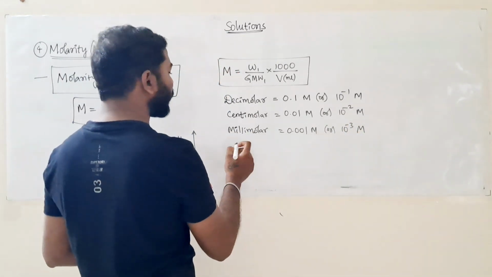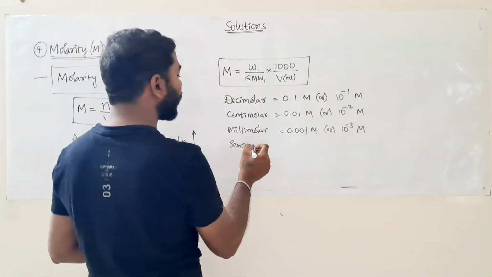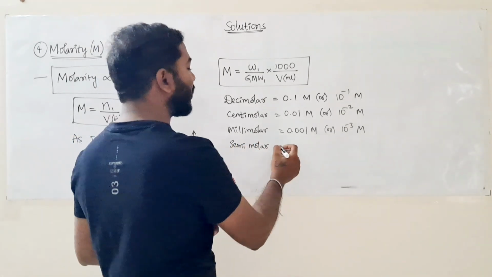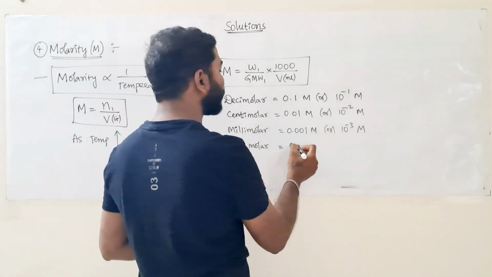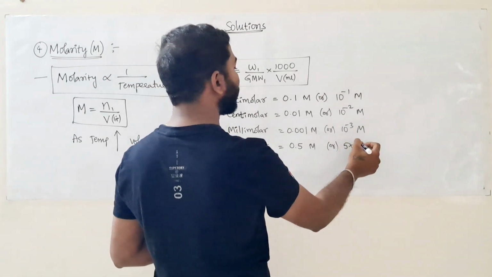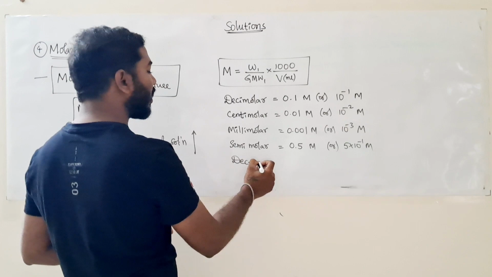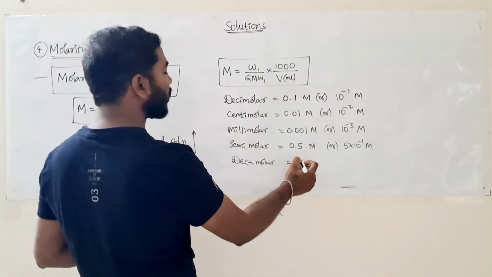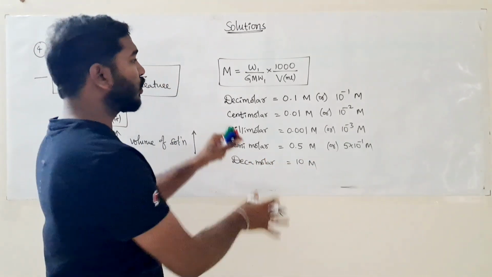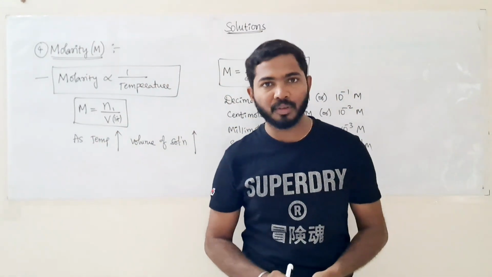And then we can move to semimolar. Yes, there is a word called semimolar. This can be written as 0.5 molar, or we can also write it as 5 into 10 power minus 1 molar. And then we have decamolar, that is actually 10 molar. So these are the notations we will be observing in different problems.